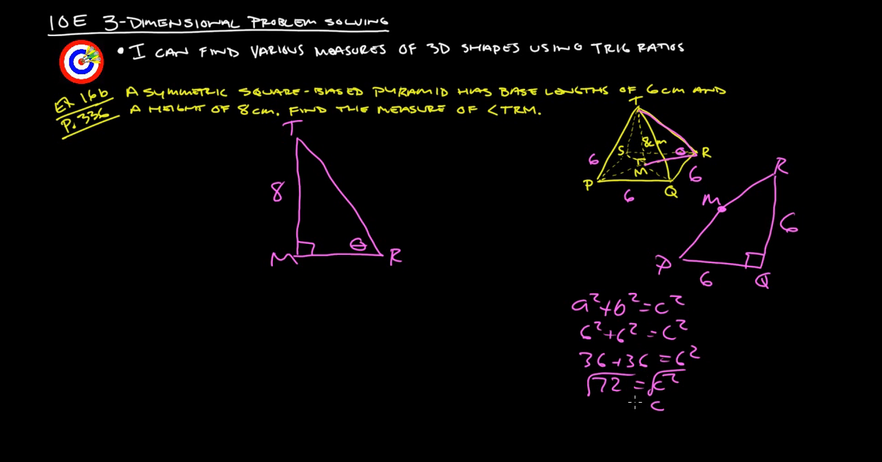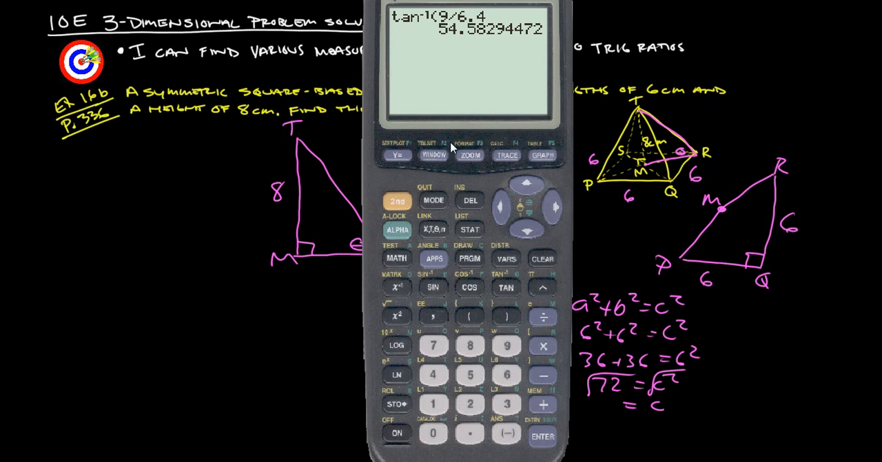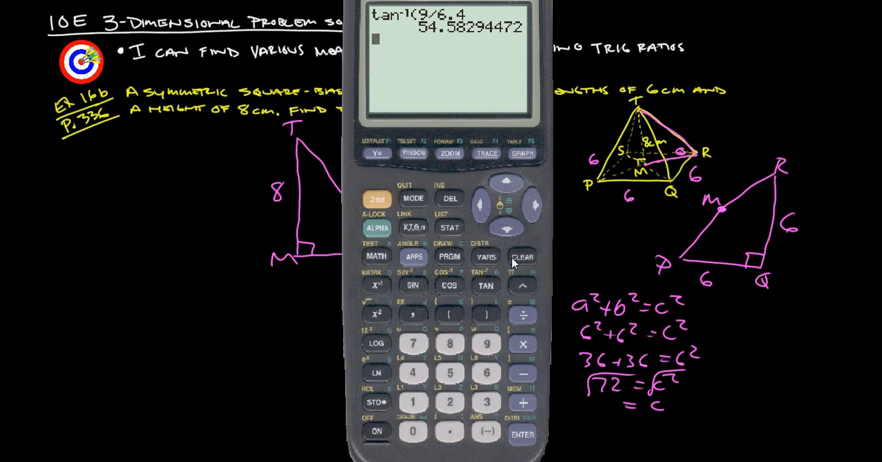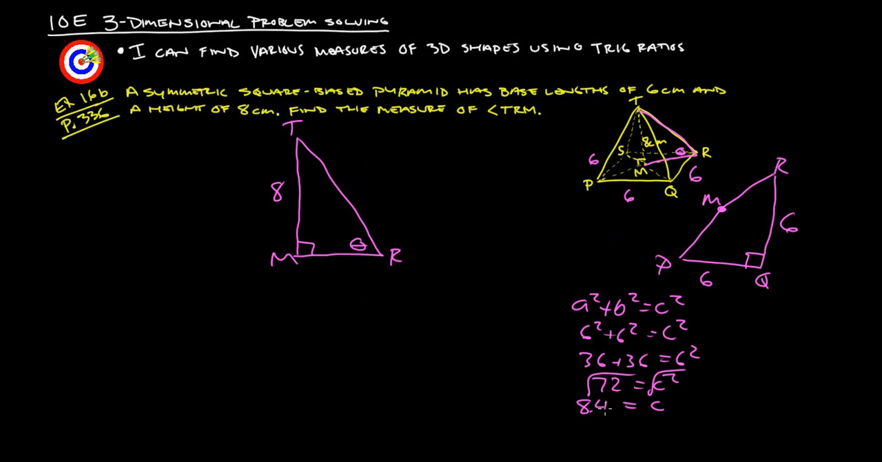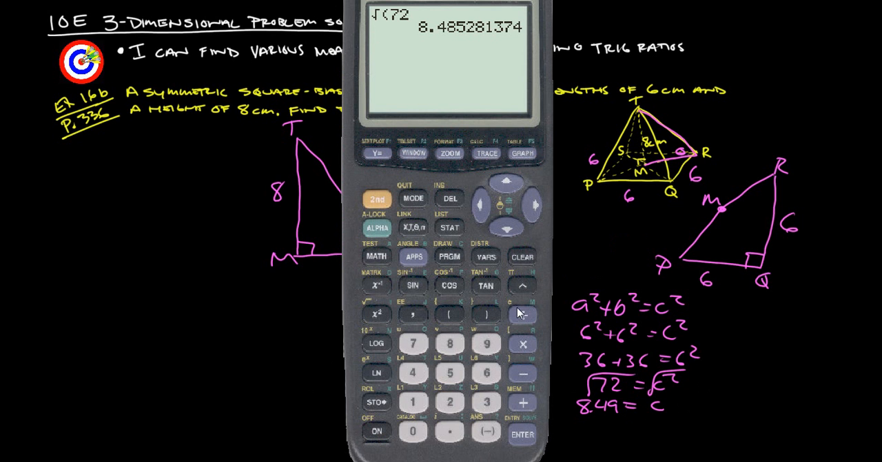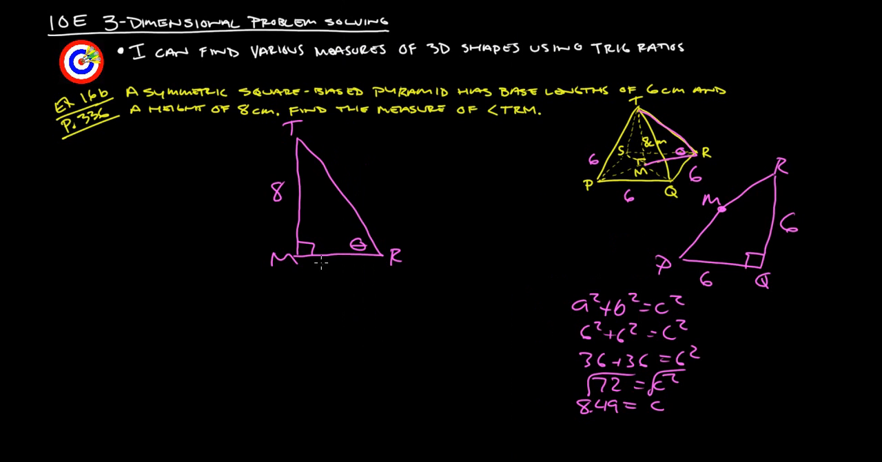So we square root both sides and we get that C equals the square root of 72, which gives us 8.49. So we really want to take half of that. So let's take our answer and divide that by 2. We get 4.24 for R to M. Okay, so 4.24 is this here.